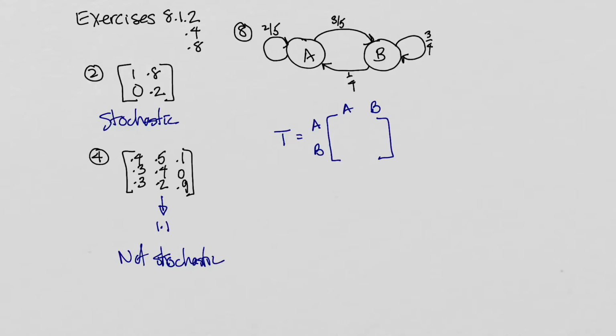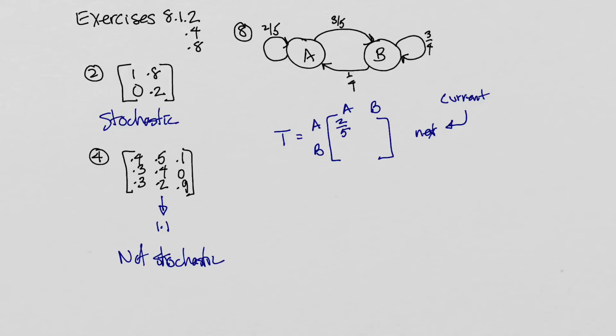And we notice here that going from A to A is 2/5, right? So that's going to go from A to A. Now the way we're doing this is we're going from column to row. So here's how we're doing this. We're going current to next. So as we go from A to A, that is 2/5. So we can write a 2/5 here.